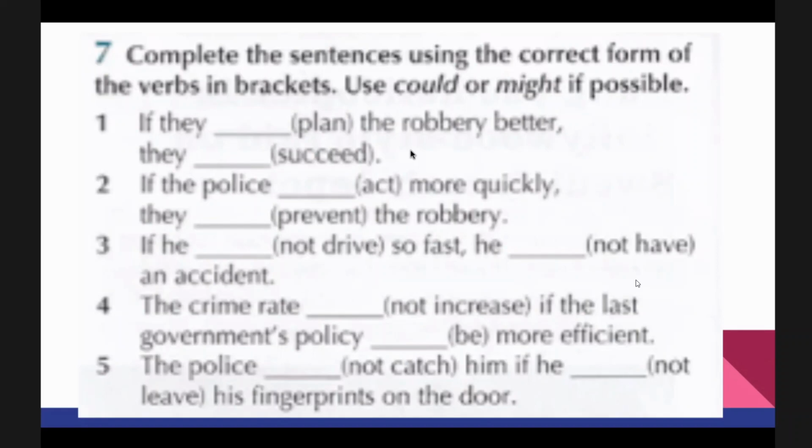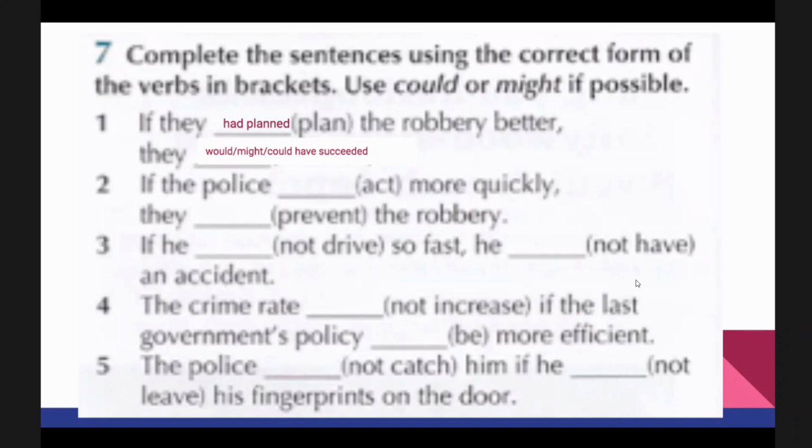Yes, teacher. If they had planned, then they might have success. If they had planned the robbery better, they might have succeeded. Okay, so there are many possibilities here, because please remember that we could use different modals. In the if clause, if they had planned the robbery better, they would, might, could have succeeded. Okay, so pueden haber utilizado would, might o could. Y luego el verbo have y el verbo en pasado participio. Okay, so thank you, Monica.